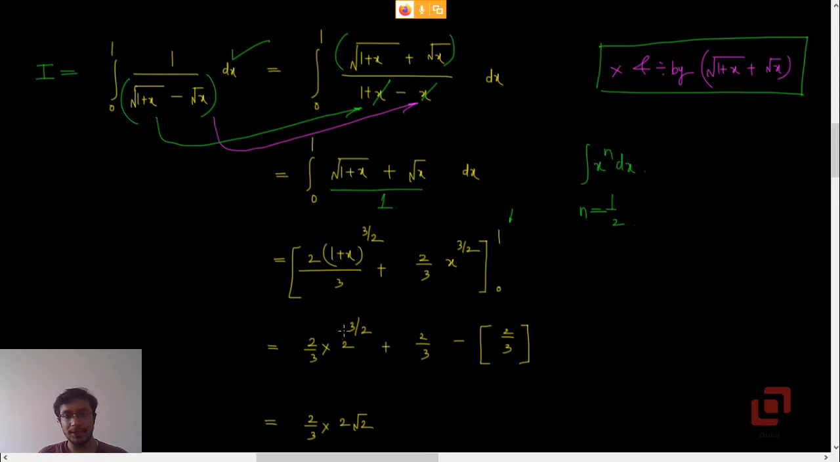So it will be 2 by 3 into 2 raised to 3 by 2 plus 2 by 3. Okay, because any power of 1 is 1. So this is the part corresponding to the upper limit 1. Okay, minus. Now while finding the value of the function at the lower limit, the second term will give you 0 because it is x raised to 3 by 2. But the first term will not give you 0. Okay, because it is (1 plus x) raised to 3 by 2. So if x is 0, this will be 1 raised to 3 by 2. So again 1. So 2 by 3.